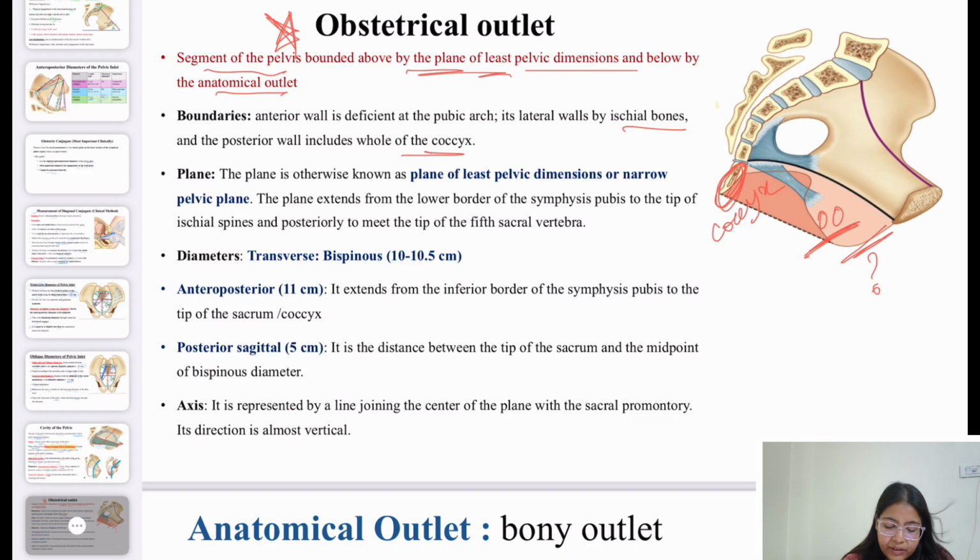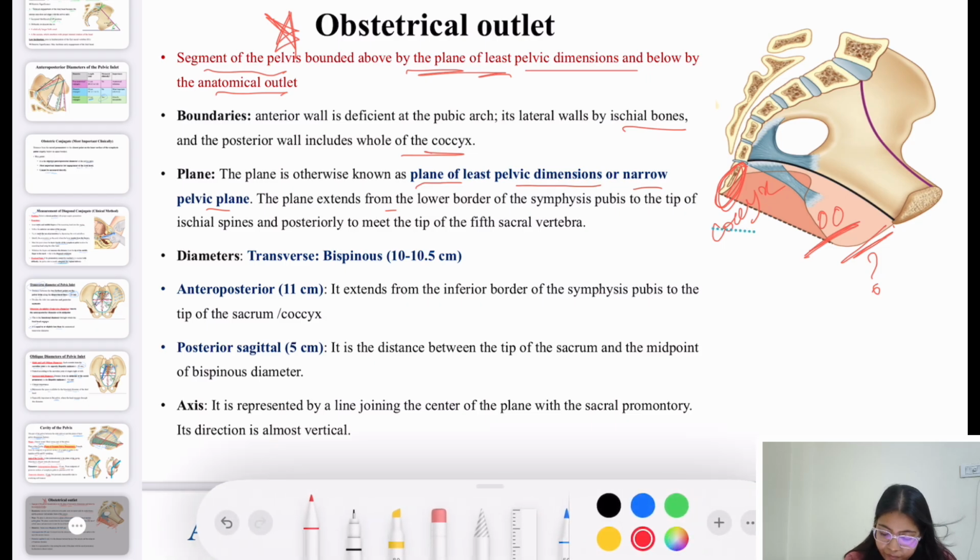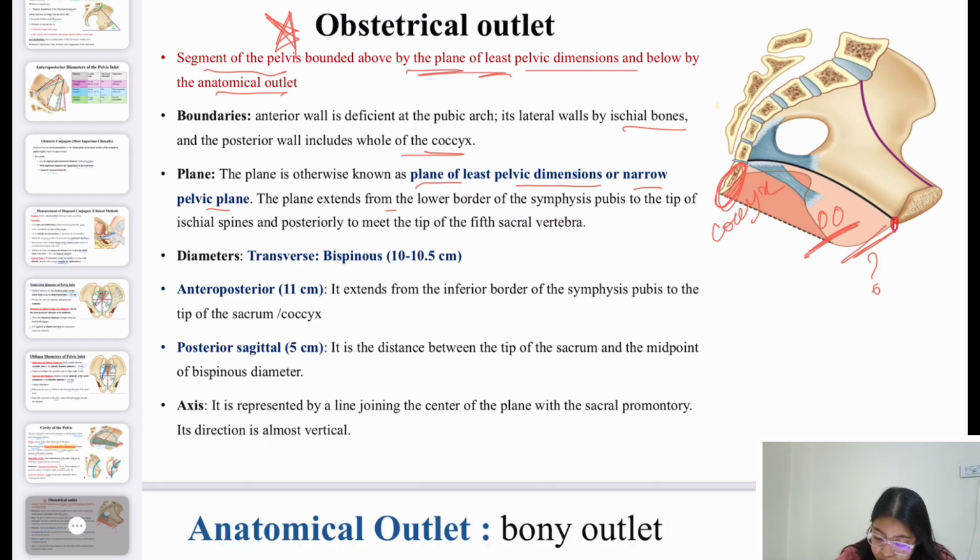The plane is otherwise known as the plane of least pelvic dimension or narrow pelvic plane. So which is the plane of least pelvic dimension? It extends from the lower border of the pubic symphysis, from this lower border of the pubic symphysis to the tip of the ischial spine. To the tip of the ischial spine on the lateral side, on both sides ischial spine, and posteriorly to meet the tip of the fifth sacral vertebra.